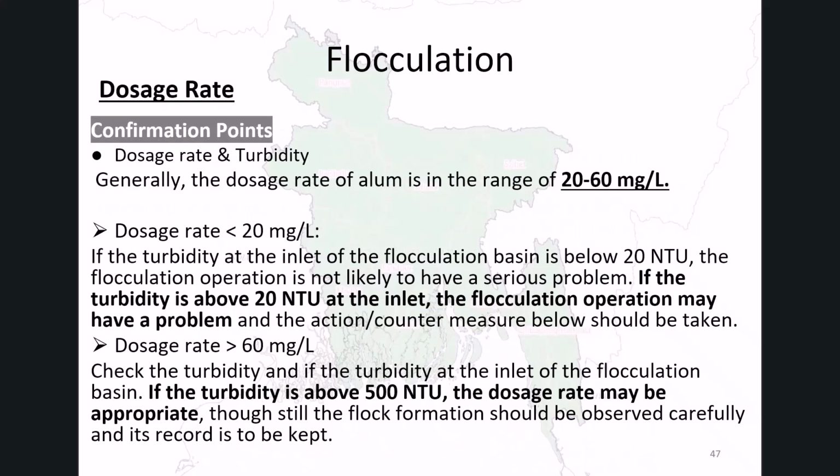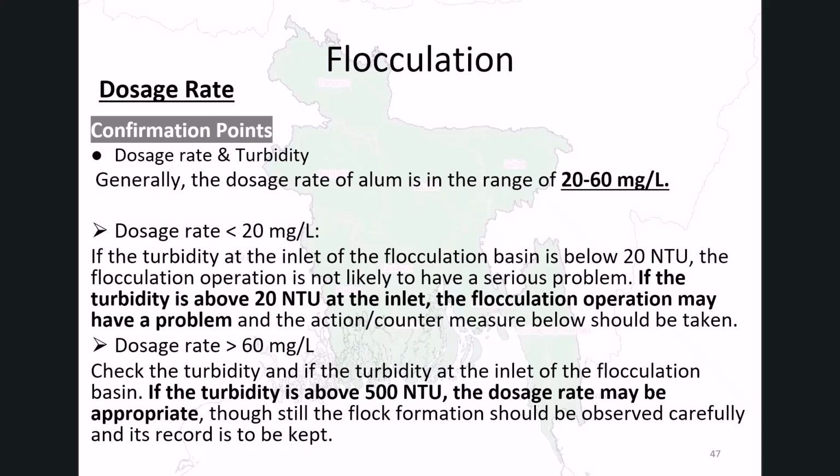This part explains the key concept of dosage rate in flocculation. The general recommendation is to keep alum dosage within 20 to 60 mg per liter, depending on turbidity. But you have to be careful that the appropriate dosage rate is to be obtained by jar tests. Correct dosing is critical because it determines the quality of floc formation.